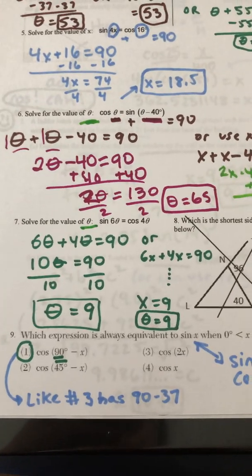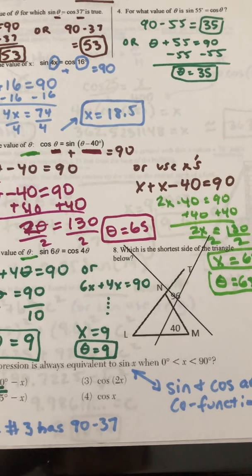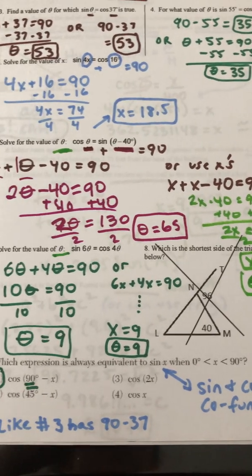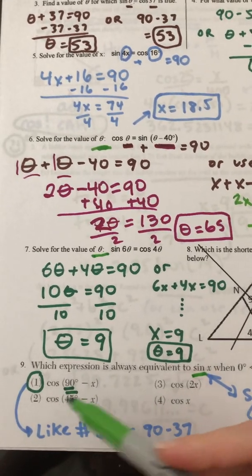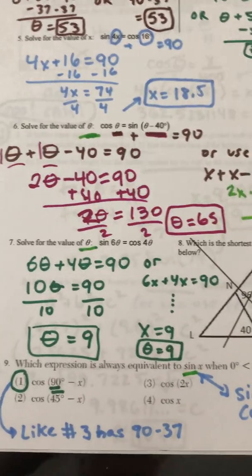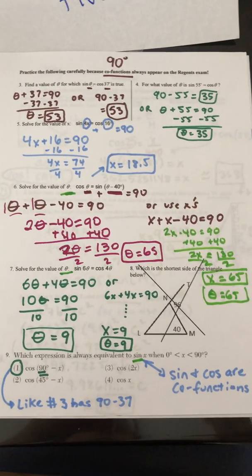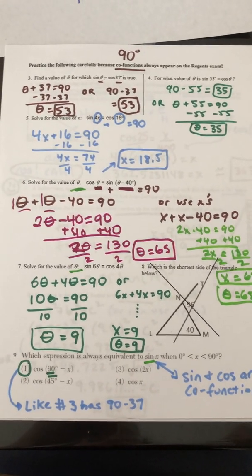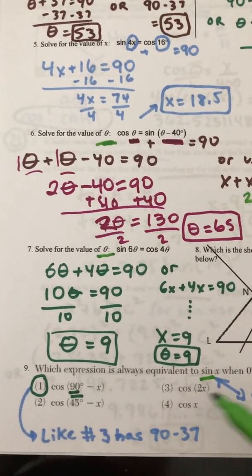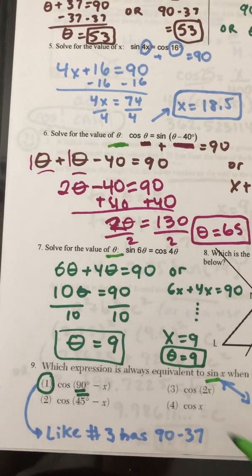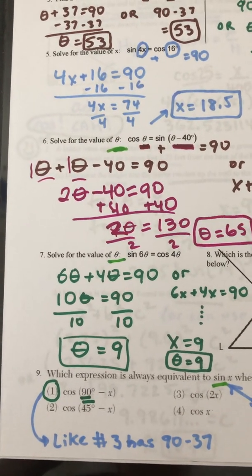On the last question, which expression is always equivalent to sine x when x is between 0 and 90 degrees? Well, if you're thinking of sine x, all the answers should be about cosine. They didn't try to trick you and throw tangent in there. They all say cosine. Think to yourself, sine and cosine are cofunctions. That means the angles together add to 90. 45 has nothing to do with 90. 2x, sine x is not cosine x. It's this 90 idea.